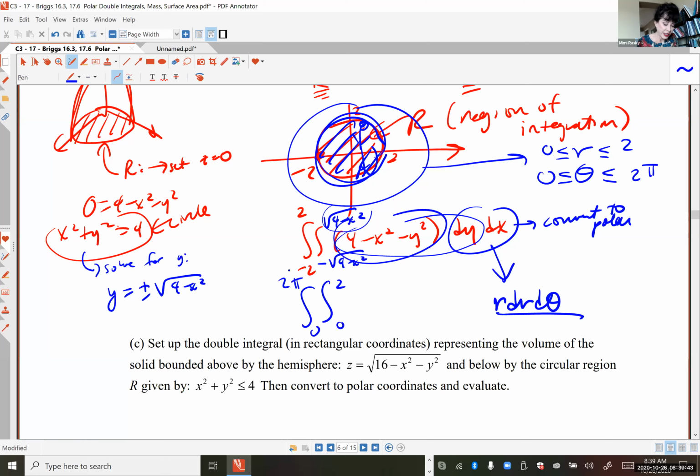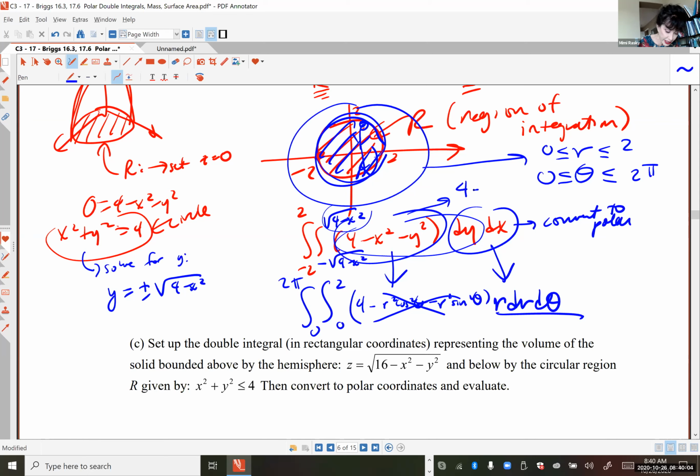Now, what about this integrand? How do I rewrite that in terms of polar? You could just do the replacements of 4 minus r squared cos squared minus r squared sine squared, and that will work for you after you clean it up and simplify. But here's something a little bit quicker for you. That's not my way for this particular example, okay?